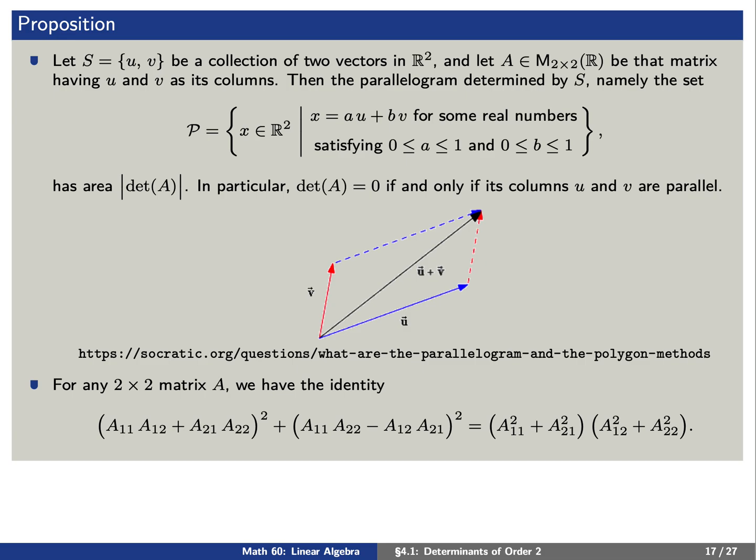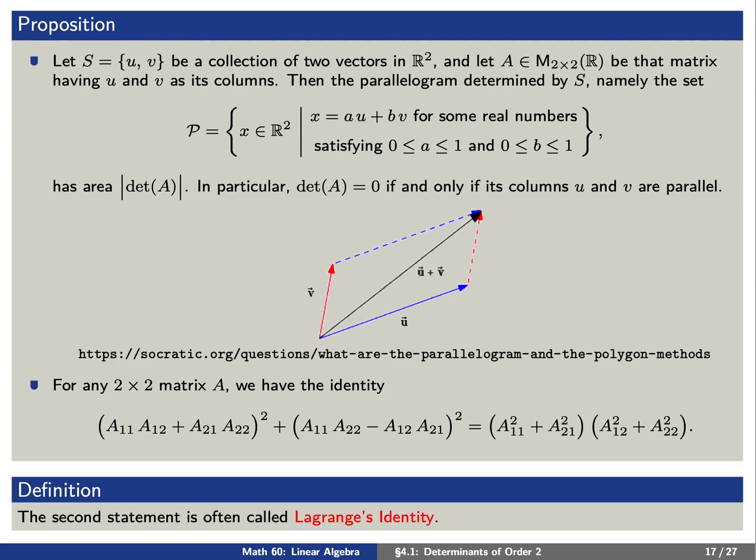The statement is that the area of this region is the absolute value of the determinant of A. In particular, the determinant is 0 if and only if the vectors u and v are parallel to each other. Intuitively, it looks like they're sitting on top of each other. Moreover, for any 2 by 2 matrix A, we have the following curious identity that you see at the bottom of your screen. Here we have the sums of squares equal to the products of the sums of squares. The second statement is also often called Lagrange's identity.